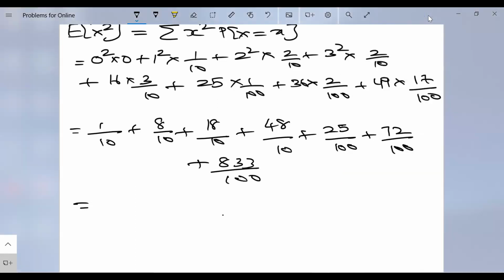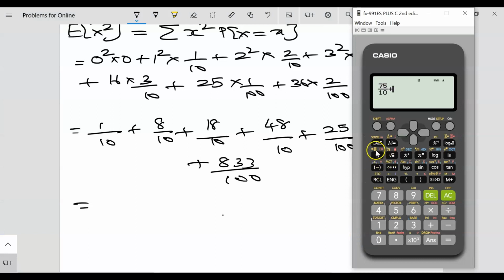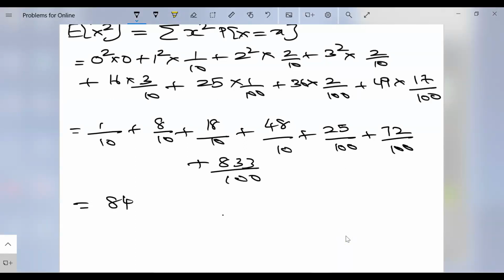Next is plus. Now what you need to do here is, whichever has 100 in the denominator: 72 plus 25 plus 833. All these you need to add. Let me check it. 77, 97. So this one plus 97 by 100. If you want to do it one by one, that's okay. And next is 833 divided by 100. So this is the answer. I am getting 84 by 5.